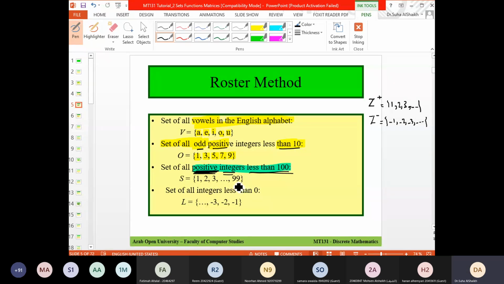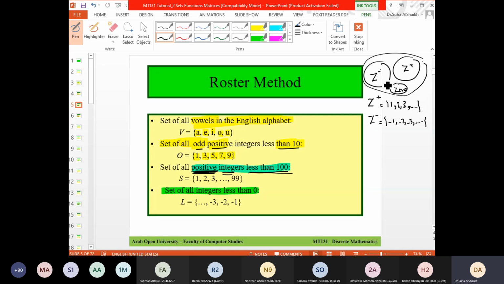Got it? طيب if I say the set of all integers that are less than 0. الموجب والسالب ما معاهم الزيرو، so actually الزد راح يكون فيها الزد بلس وراح يكون فيها الزد ماينس وراح يكون فيها الزيرو. الزد فيها كل هذا: زد بلس وزد ماينس والزيرو.